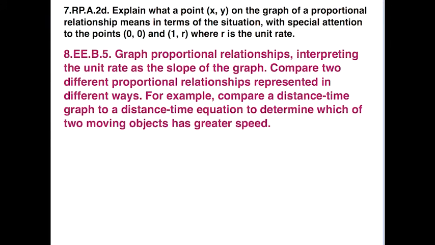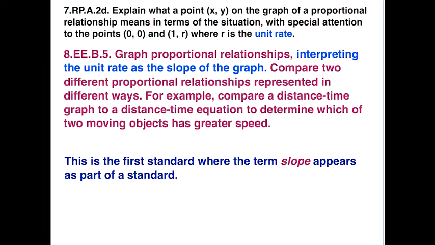This 7th grade standard sets the foundation for a standard at the next grade level in grade 8. Standard 8.EE.B.5 talks about graphing proportional relationships and interpreting the unit rate as the slope of the graph. Now, at the 8th grade level, students will be graphing proportional relationships, but that's not quite the expectation here in 7th grade. But they are supposed to look at graphs and determine proportional relationships based on the situation. Now, in 7th grade, we're talking about the unit rate, but this lays a foundation for this 8th grade standard that talks about interpreting the unit rate as the slope of the graph.